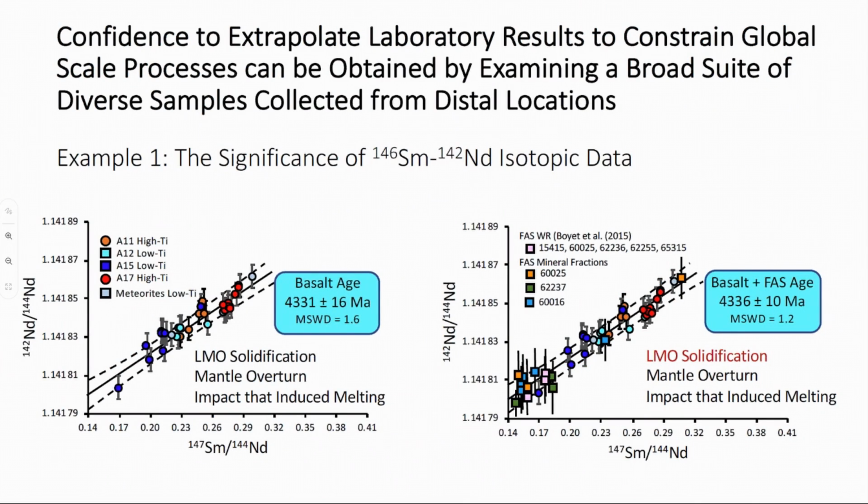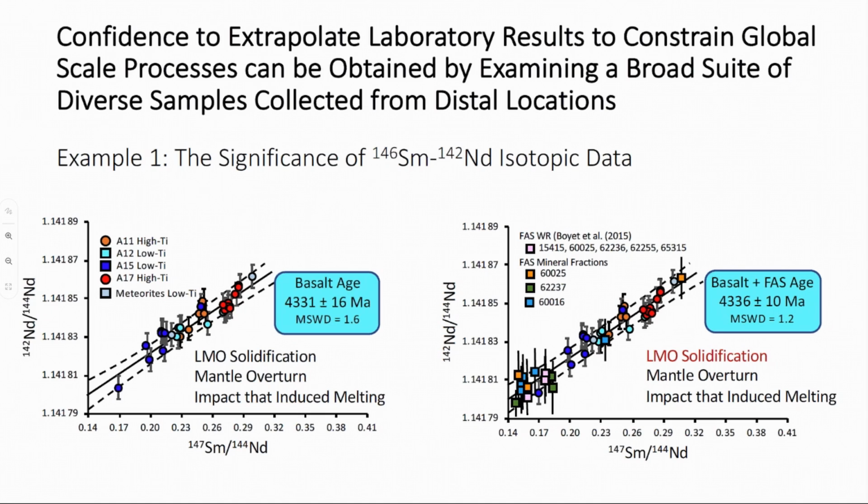So here's another example of this. This is a samarium-neodymium plot of the isotopic composition of basaltic rocks that were collected at the Apollo sites. This has been done multiple times in the last 25 years. We've all basically gotten the same result. A line regressed through this has a slope corresponding to about 4.33 billion years. It indicates that this is the time when these rocks were all in equilibrium.